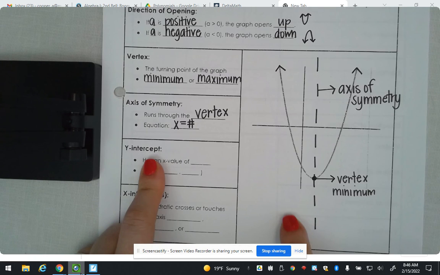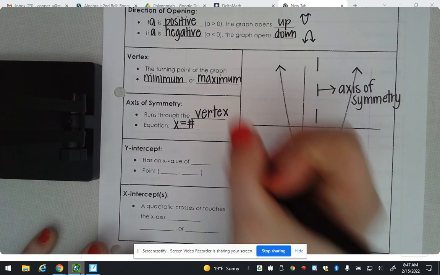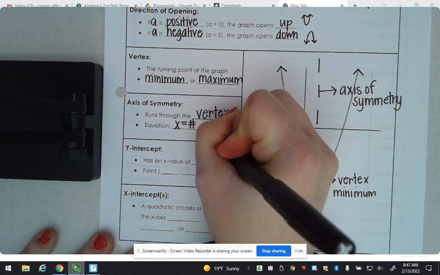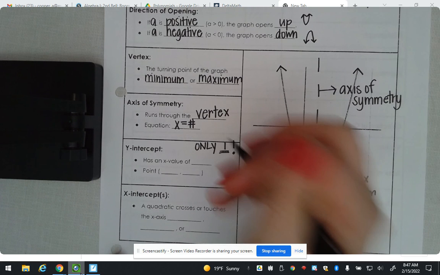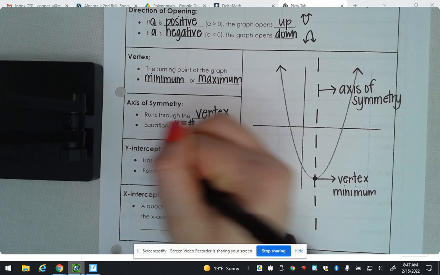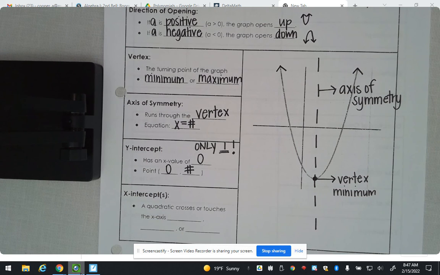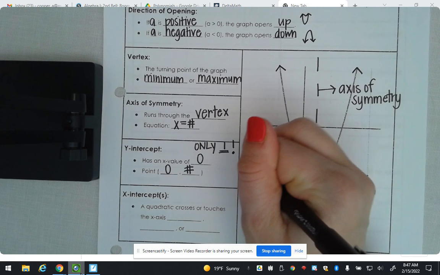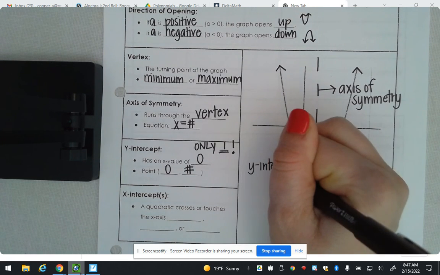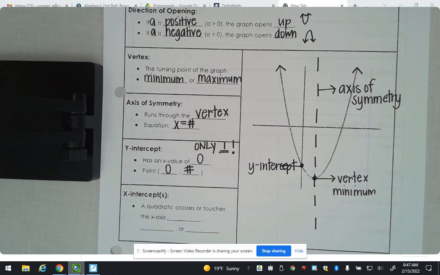Your y-intercept is where your graph hits that y-axis. This is only going to happen once. You're only going to have one. That's really important. If you try to tell me you have more than one y-intercept, I'm going to question you. It's when x equals 0, and it's always going to be written as 0, comma, a number. And there's my y-intercept right there.